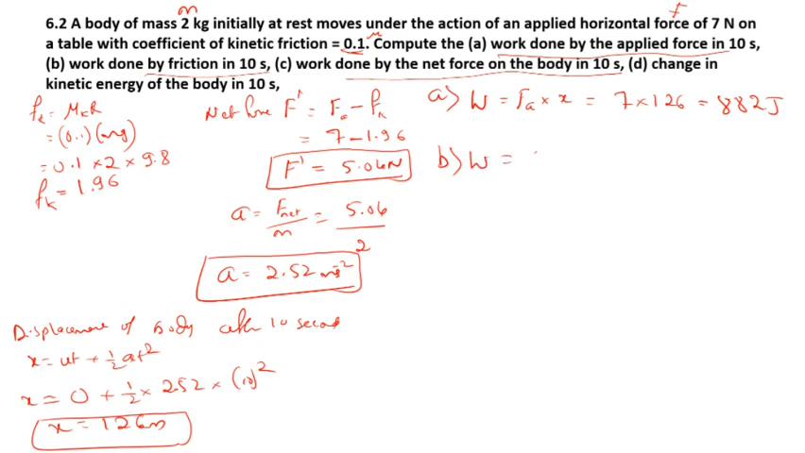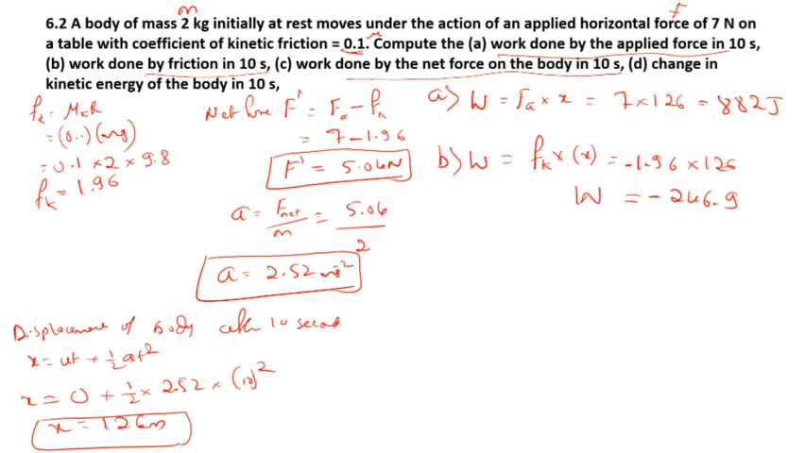And in case of question number B, work done by the friction in 10 seconds. So work done is equal to frictional force into the displacement x. Frictional force is 1.96 into 126, and the answer is 246.9, and I have to take this as a negative because this is the work done by the frictional force.